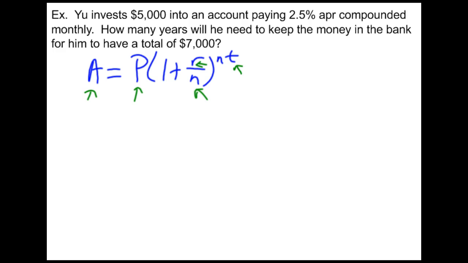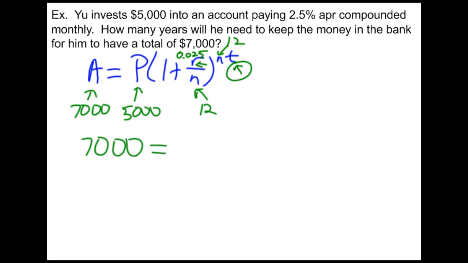Well, let's see here. I know that I want to have $7,000 at the end of this time, so that goes in for A. I know that I started with 5,000, that must go in for P. I know that the number of times it's compounded is 12 times a year since it's monthly, so 12 would go here and here. And I know the rate at which I'm earning money is 2.5%, so 0.025 would go here. And lo and behold, I only have the variable t left to solve for. Now again, since that t is in an exponent, I know eventually I'm going to have to use logarithms. Great.